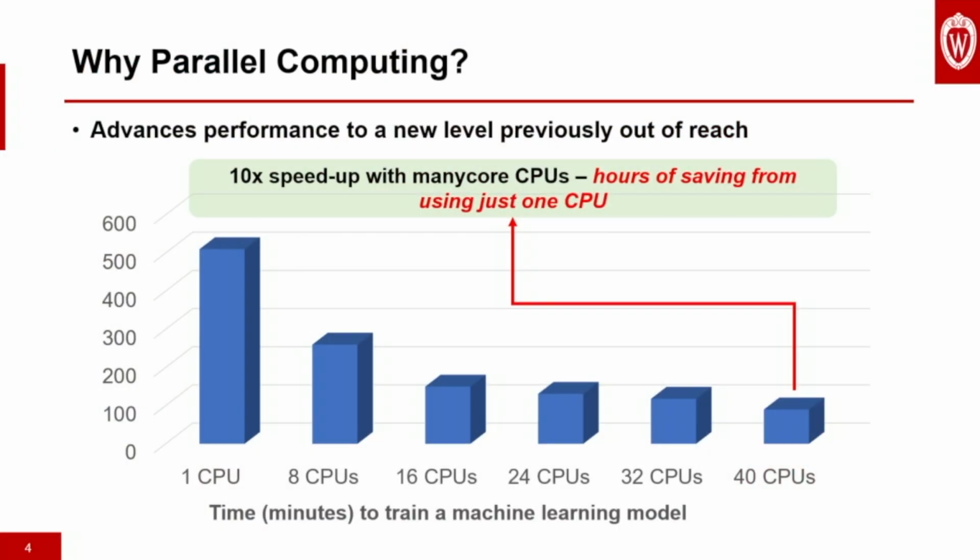And you probably could already guess, parallel computing has advanced many of your application performance to a new level that is previously out of reach. For example, if you want to train a machine learning model using 40 CPUs running together, you can get 10x speed up. That is hours of saving compared to using just one CPU.